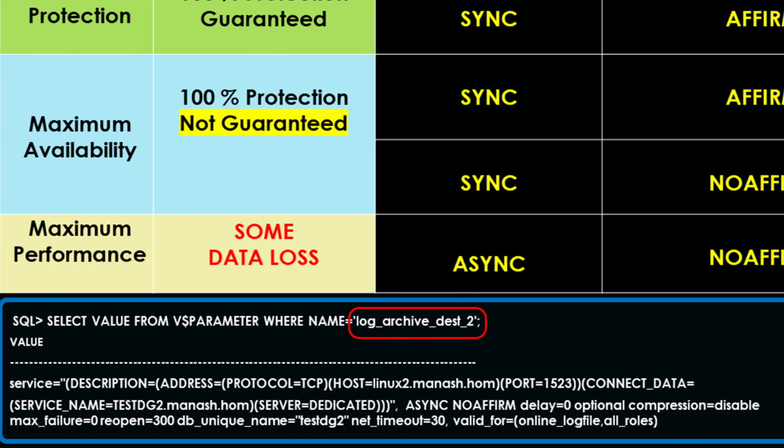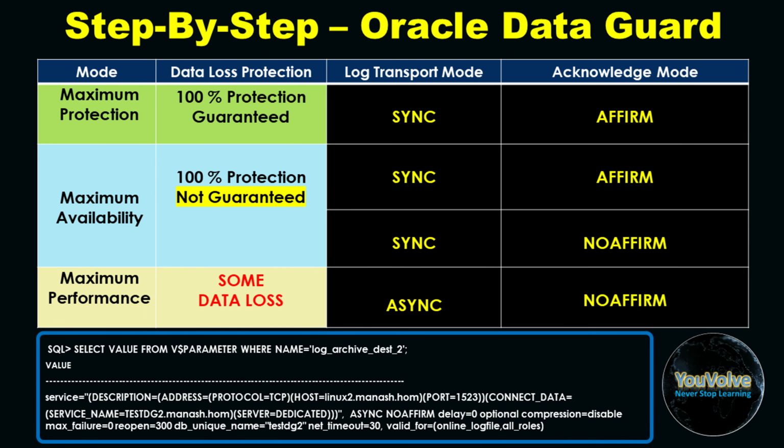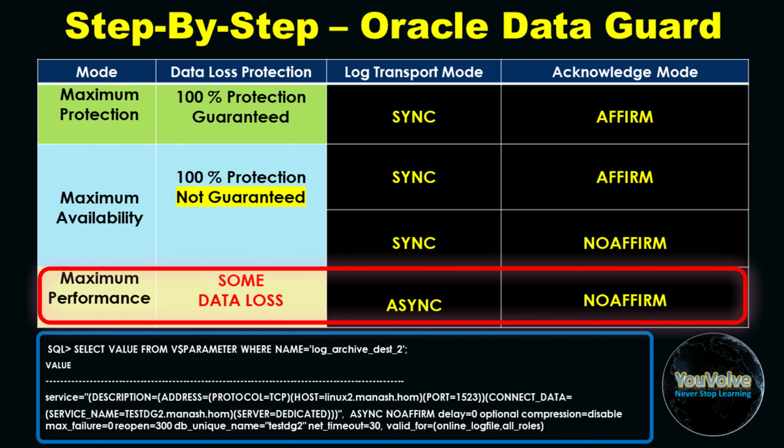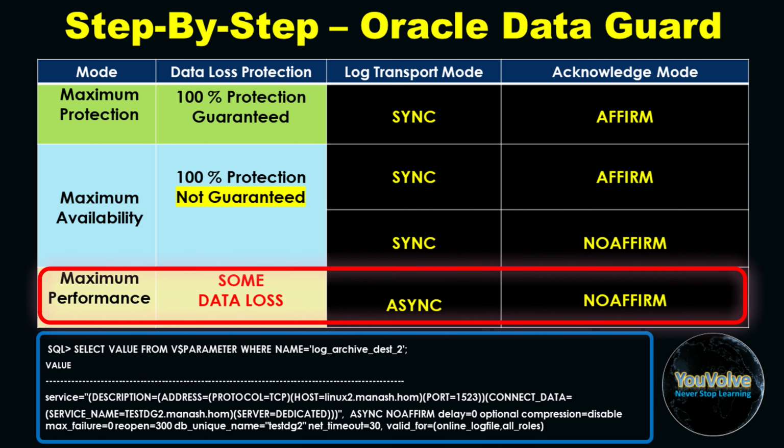These values are actually set in the log_archive_dest_n parameter of the primary database. For example, in our primary database with the unique name testdg1, we have these values set in the log_archive_dest_2 parameter. There are many other attributes in this parameter like delay, optional, compression, max failure, etc. The details of each of these attributes are given in the description of this video below. Now, first let's take the maximum performance mode and understand why some data loss may occur.